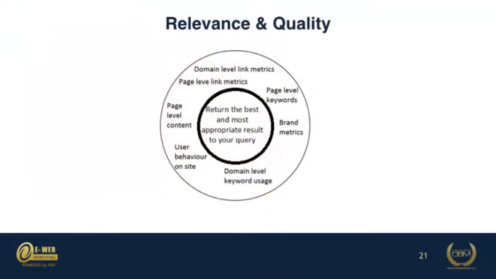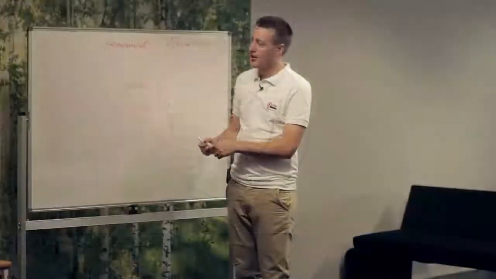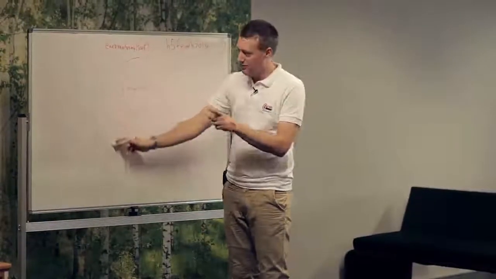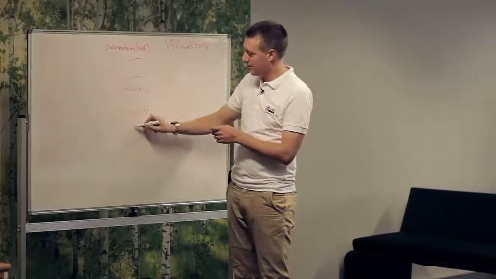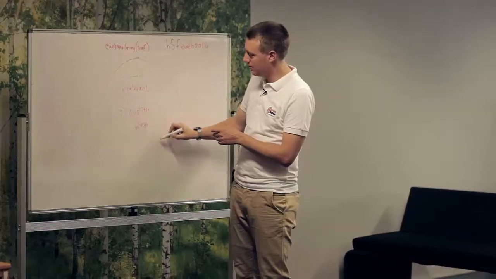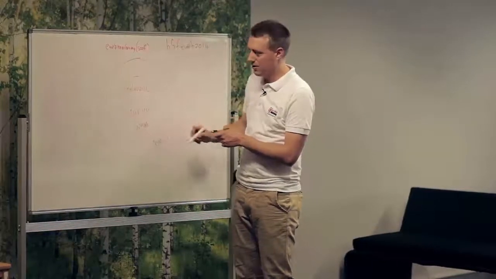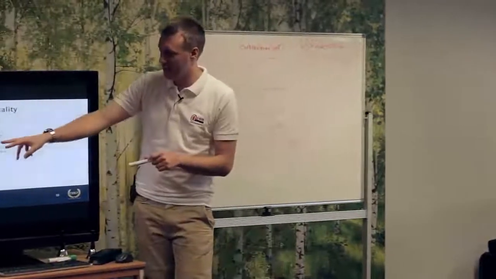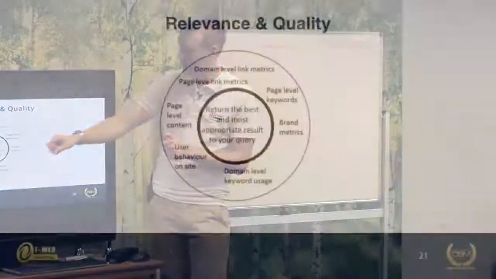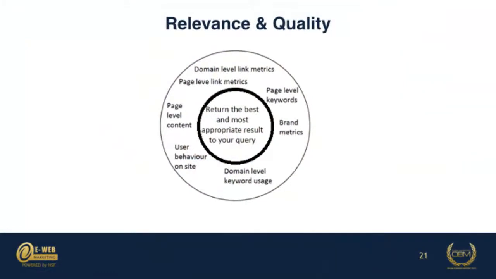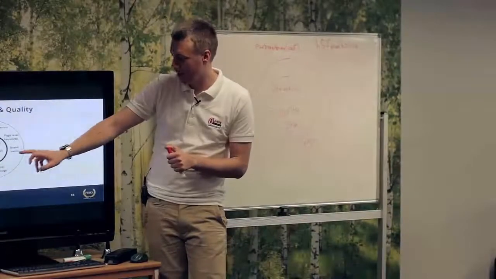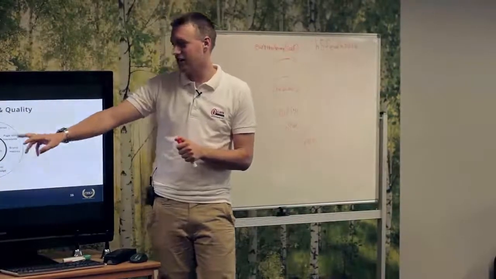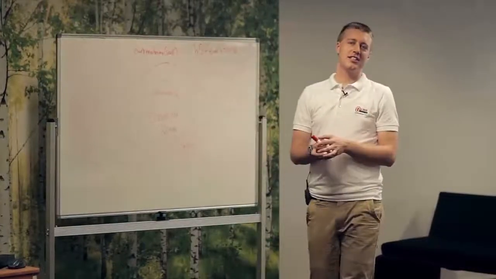I just want to drive this point so this is clear. On the outside, I have two circles here. The inside is what Google is trying to achieve, and the outside is the how. So the way Google currently works in achieving returning the best and most appropriate result is through things like domain level link metrics, page level link metrics, page level keywords, brand metrics, domain level keyword usage, user behavior on site, page level content, a whole bunch of things that they look at.